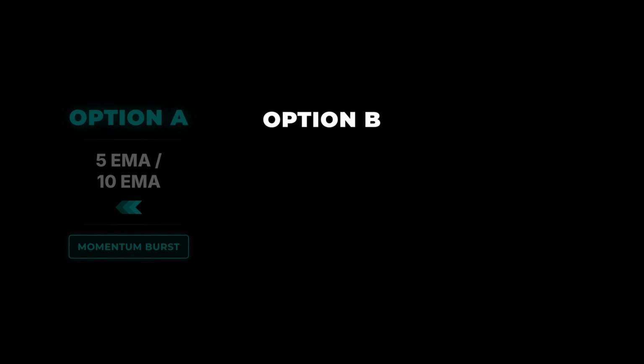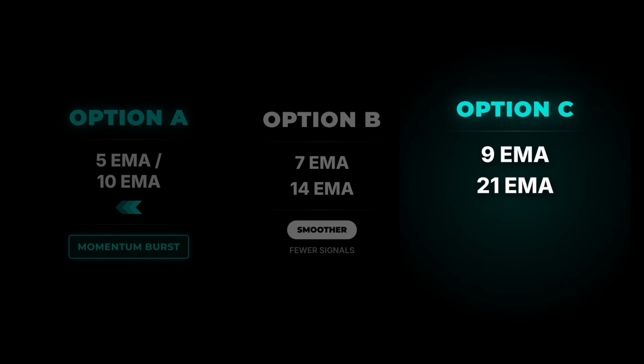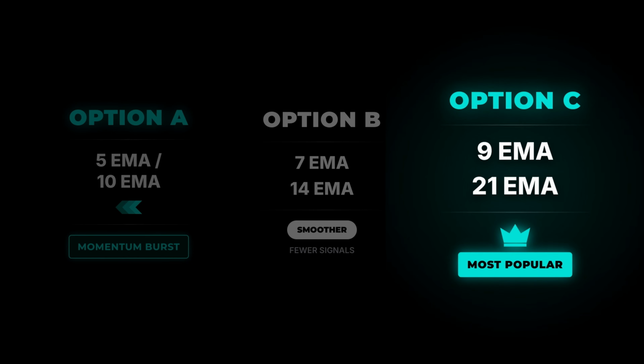Option B for you guys is going to be the 7 EMA and the 14 EMA. Slightly smoother with fewer false signals, but it's not going to give you as many signals as well. Lastly here, you're going to have option C, which is the 9 EMA and the 21 EMA. That is going to be your most popular combo with a little bit more filter on your entries. All three of them are going to work. The difference is how aggressive you want to be with your signals.